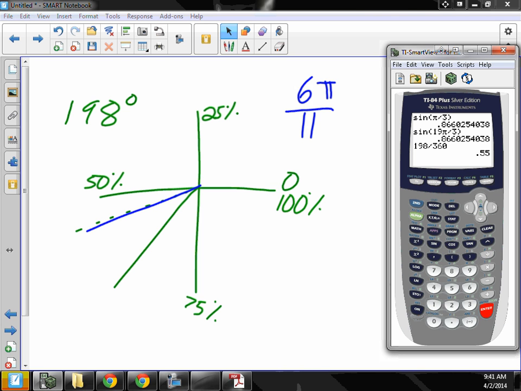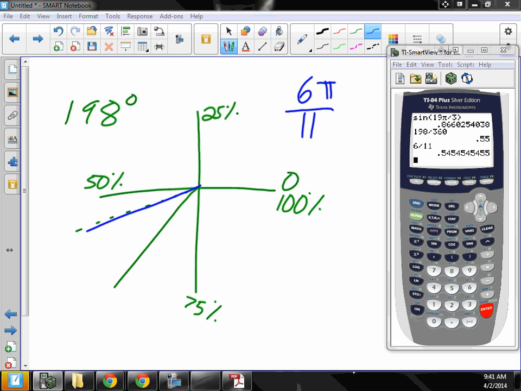Well, let's look at the decimal. 6/11 is 54%. Where does 54% land? Quadrant 2. Why 2 and not 3? Well, the first problem we did, 55%, so the 198. 55% of what? Of the whole circle. So when you're dealing in degrees, 198 degrees is the same as 55% of the circle.